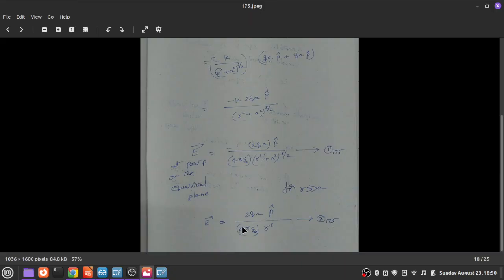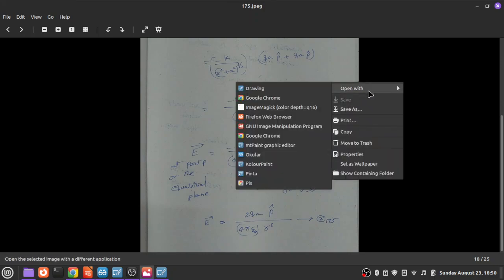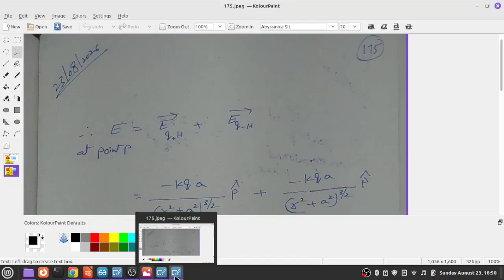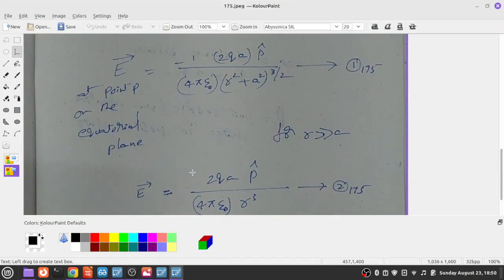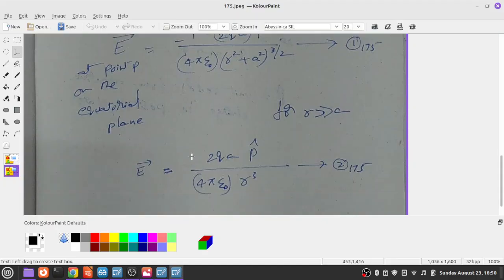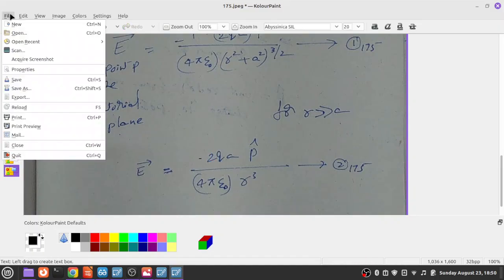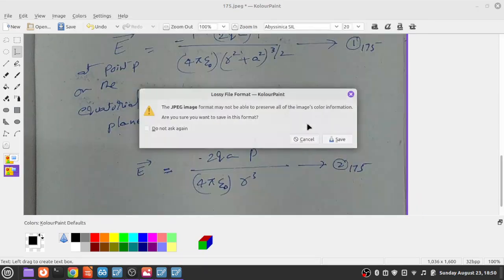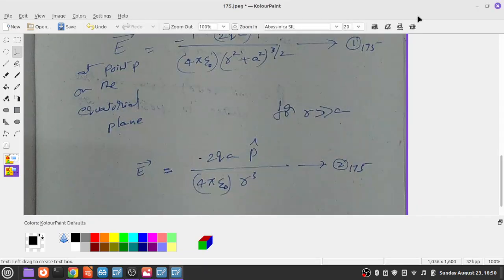Of course, there will be a minus sign. I have not included it here. I am going to include it now. Okay, it is included.